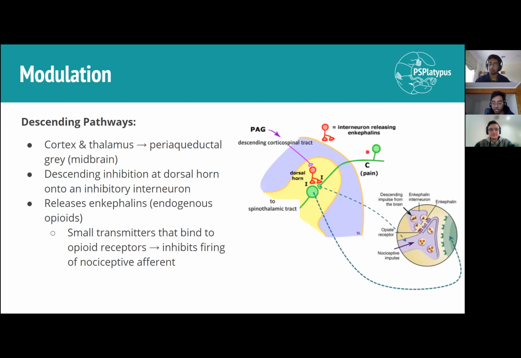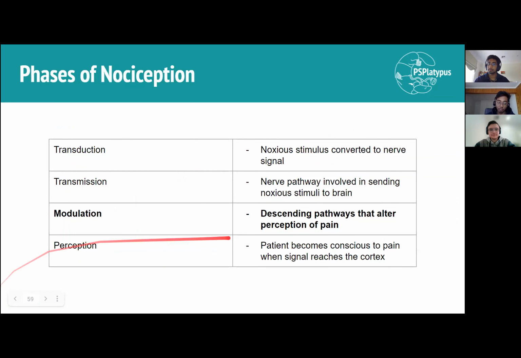These are essentially small neurotransmitters. When this interneuron is activated, small neurotransmitters are released that bind to opioid receptors on the nociceptive afferent fiber, or the C fiber. Once the enkephalin binds to these opioid receptors, it inhibits firing of this nociceptive afferent and kind of mutes it, which decreases our pain. So we have ways to modulate pain through descending pathways. Last one is perception. This is when the patient becomes conscious of the pain, when the signal reaches the cortex.